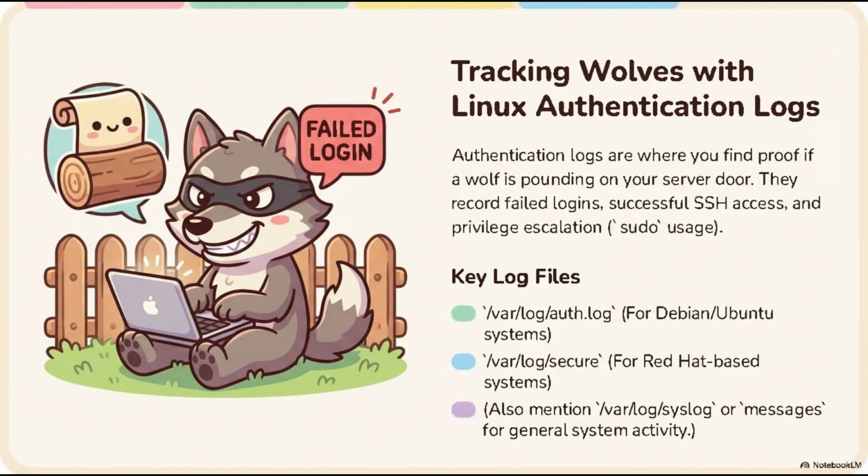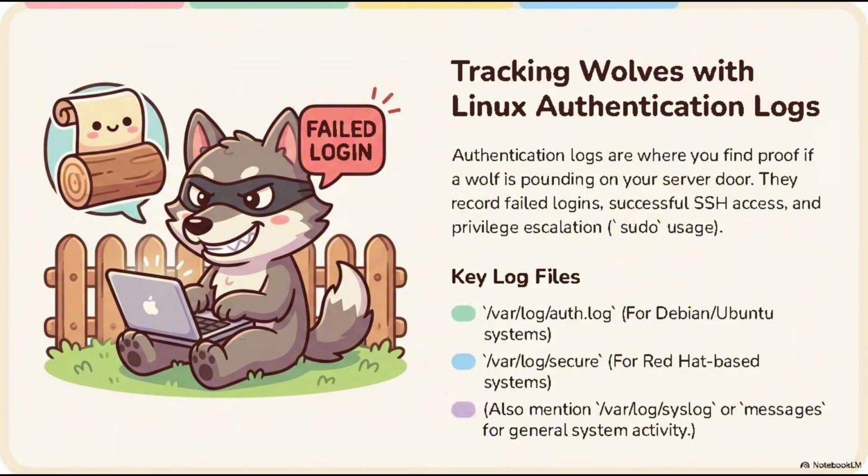/var/log/syslog or /messages for general system activity. /var/log/auth.log on Debian or Ubuntu systems, /var/log/secure on Red Hat-based systems. Authentication logs record failed login attempts, successful SSH access, and privilege escalation events, such as sudo usage. If a wolf is pounding your server with SSH attempts, this is where the proof lives.